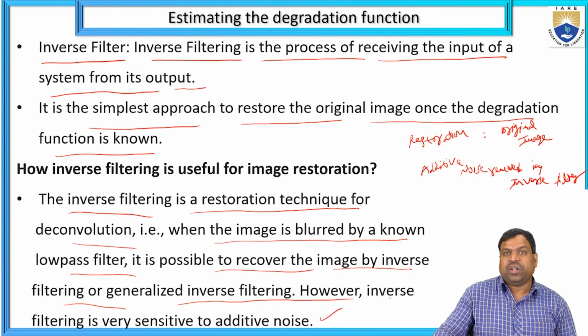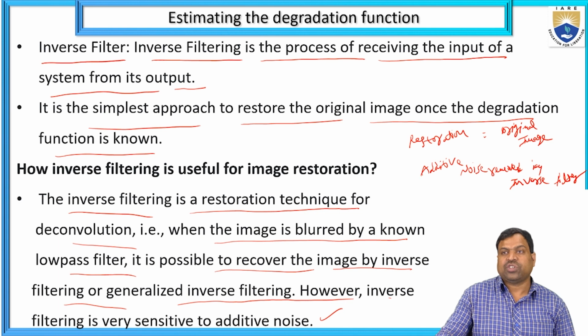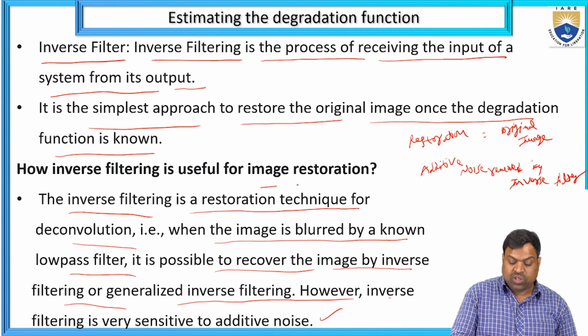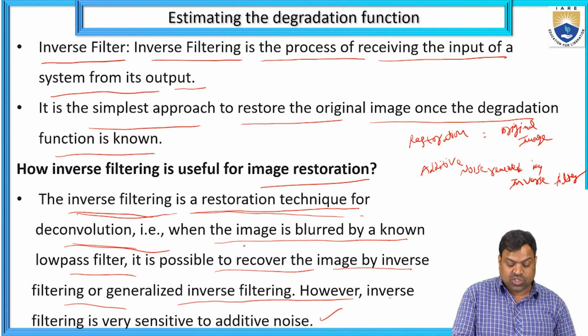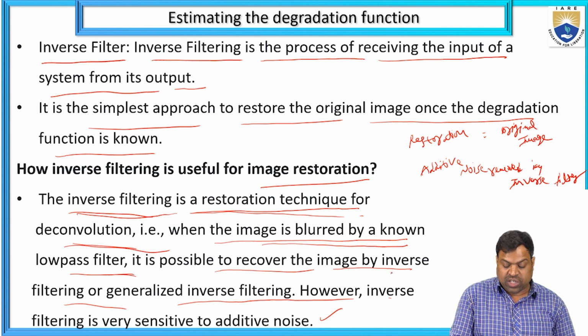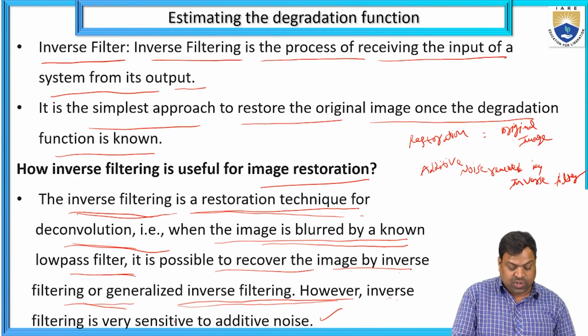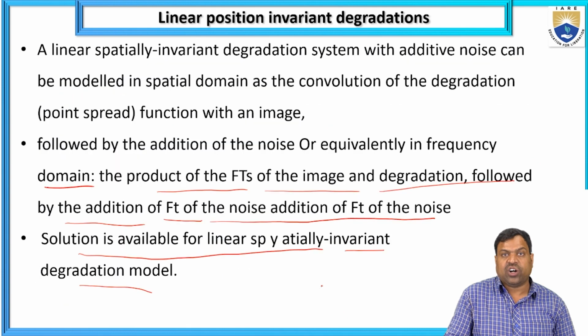These are the estimating functions with inverse filtering. Inverse filtering is the process of recovering the input of the system from the output. The simplest approach to restore the original image is inverse filtering with the degradation function. Inverse filtering is a restoration technique for deconvolution, that is, for image blurring by a known low pass filter. It is possible to recover the image by inverse filtering, but the generalized inverse filtering is very sensitive to additive noise.